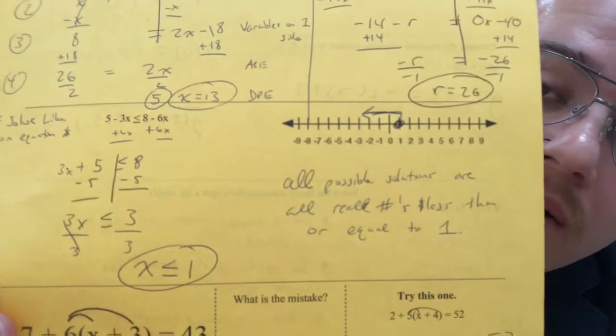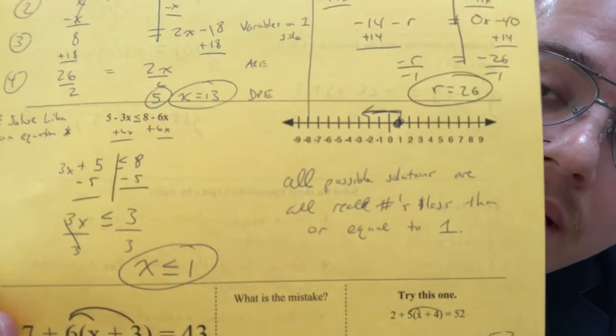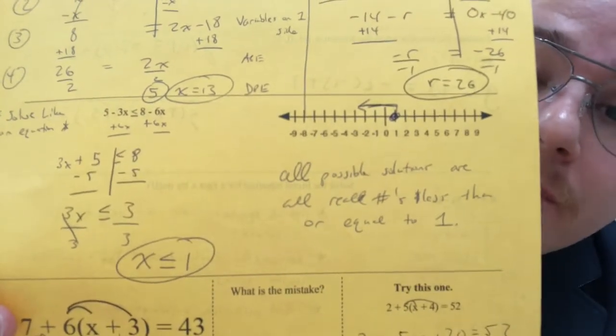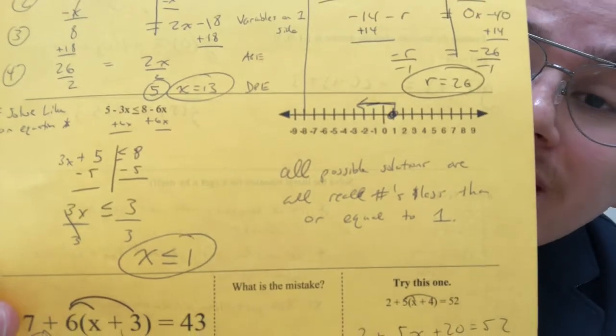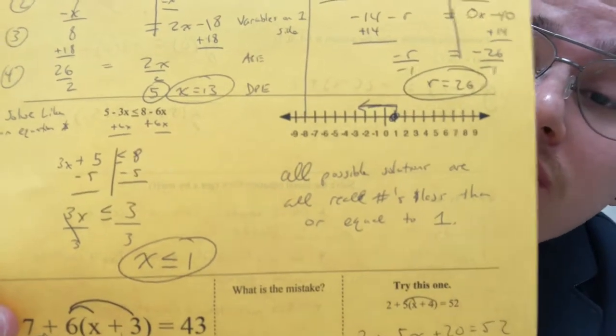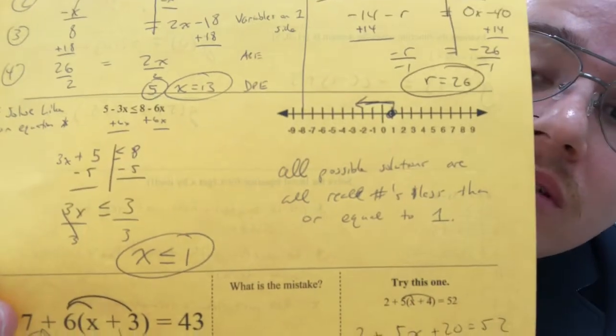We know that from our domain and range work. You draw the circle at 1, and since x has to be less than 1 or equal to it, all the possible solutions will be to the left because 0 is less than 1, -1 is less than 1. All of those numbers to the left are possible solutions.